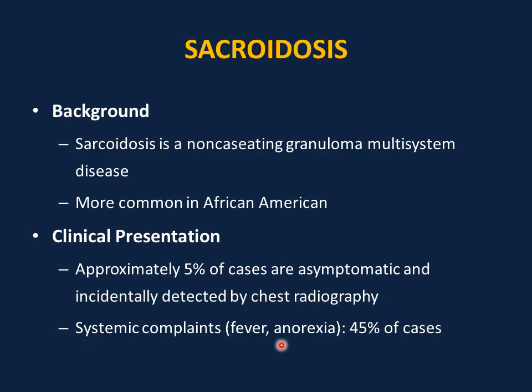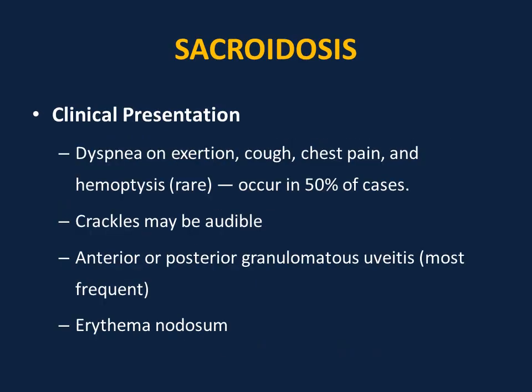Systemic complaints: they may have fever, anorexia. Also may complain of dyspnea on exertion, cough, chest pain, hemoptysis. Crackles may be audible. Anterior or posterior granulomatous uveitis, erythema nodosum.